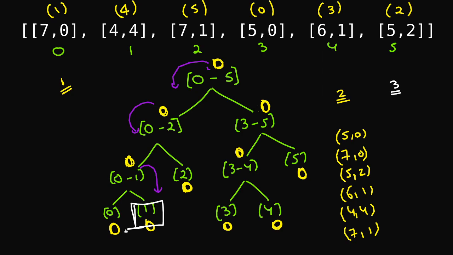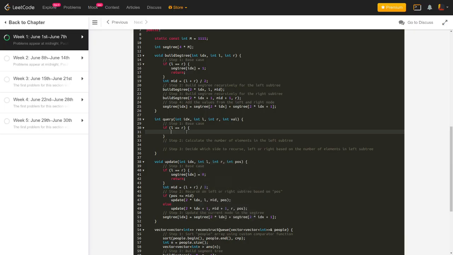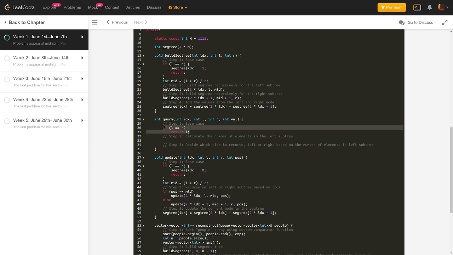This is what the case is, right? So I'm always returning the index. And what is the index? It's the L or the R, because the L and R give me the range of the indices, and if both of them are equal, that means it is the leaf node, and I'll just return the index from my query function.